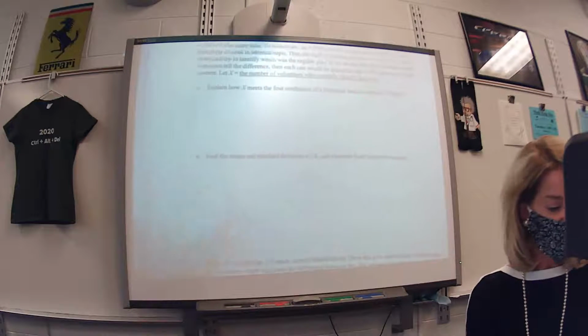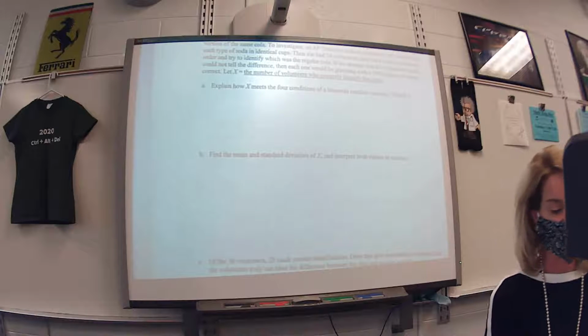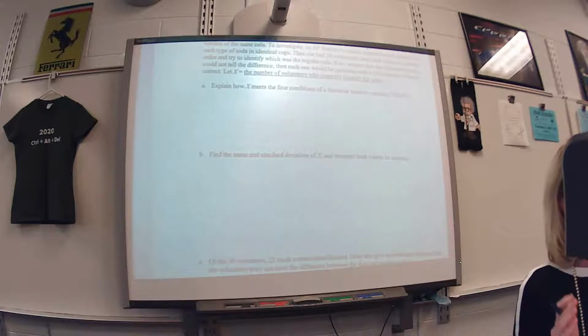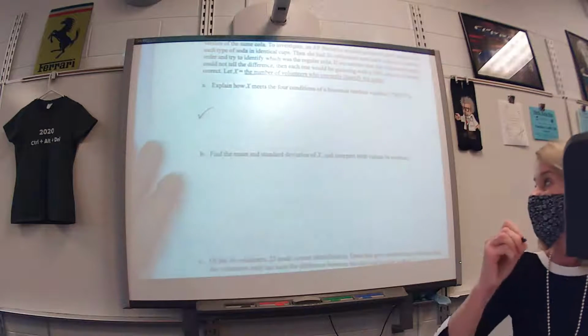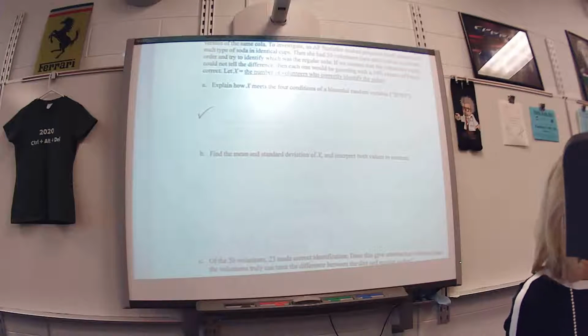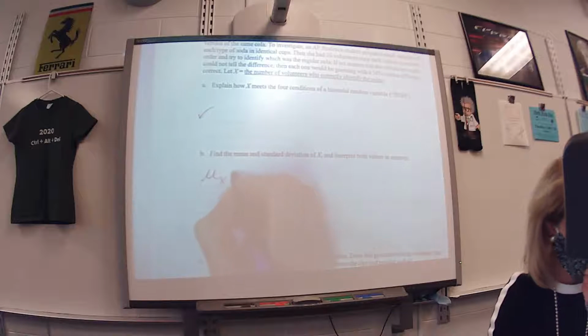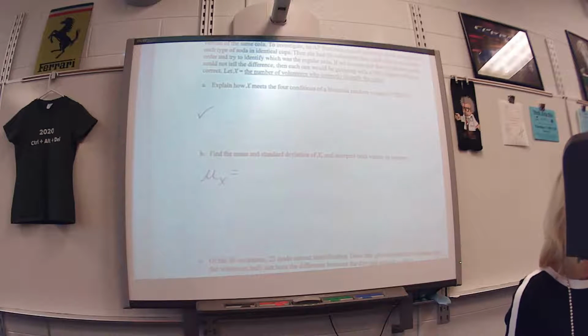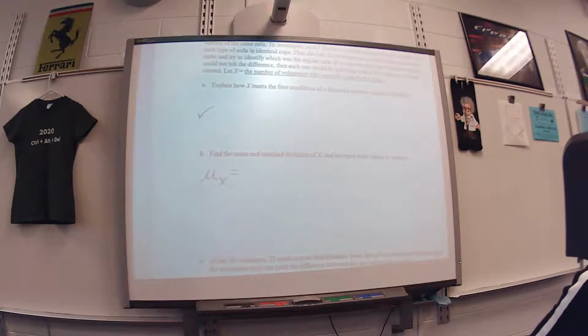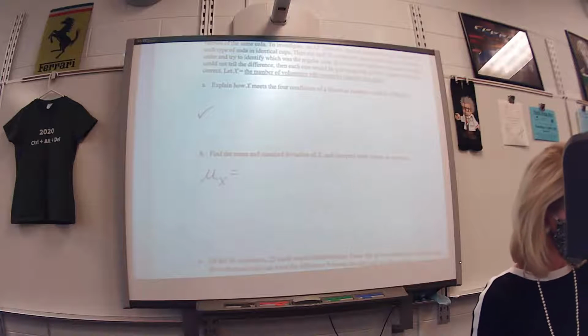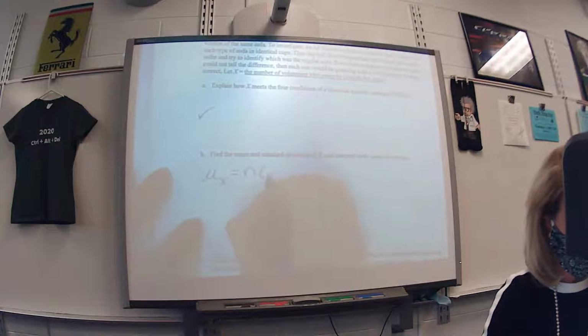Now it's just find the mean and the standard deviation. Because we have established that it satisfies our bins, we can then say mu sub x. I don't have to go through and set up a whole probability distribution. I can use my new formula: n times p.